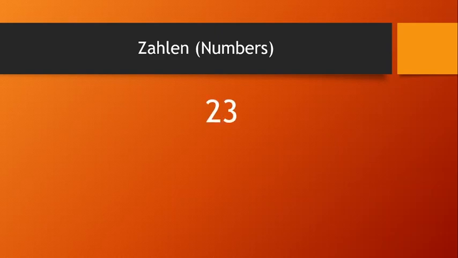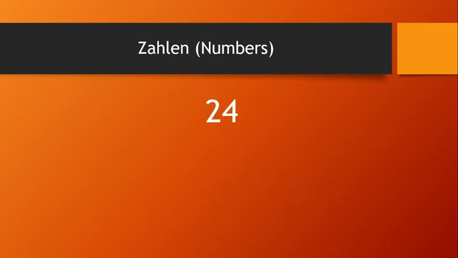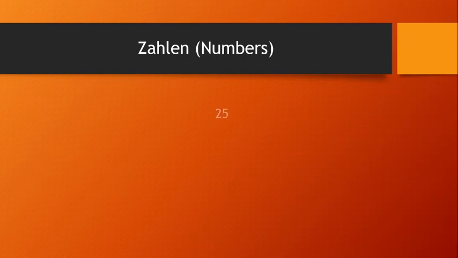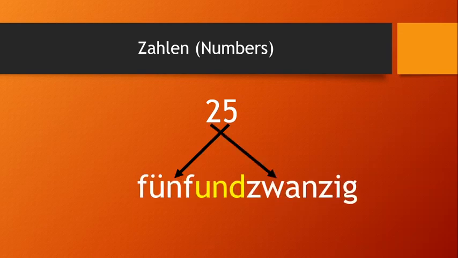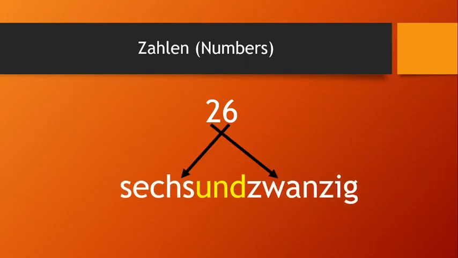Next is number 23. It's drei. Again, drei would come first and then zwanzig. Dreiundzwanzig. 24. It's vier. Vierundzwanzig. Number 25. Fünf. So fünf and then zwanzig. Fünfundzwanzig. 26. 6 is sechs. Sechsundzwanzig.